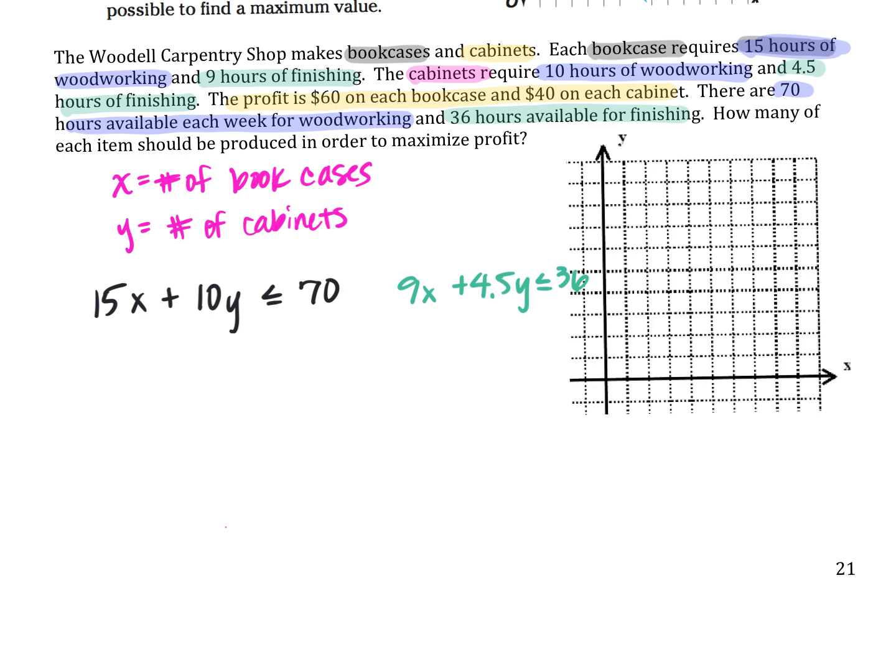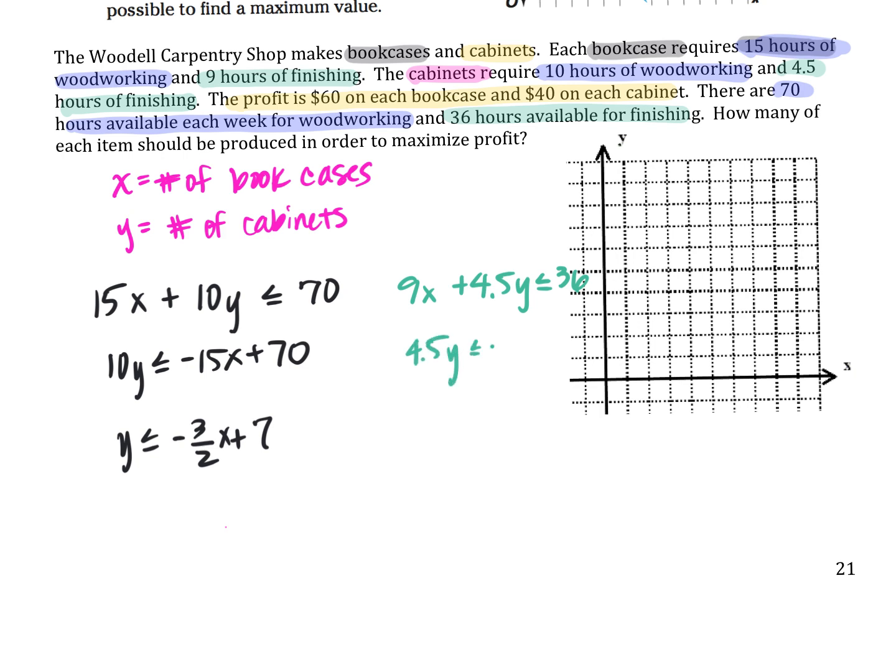Are we ready to go graph these? Let's get my y by itself. We got a 10y less than or equal to negative 15x plus 70. What's going to be my slope then? Negative 3 halves, negative 1.5. Don't forget the negative. Down 3 over 2 or down 1.5 over 1. I like that. What's my y-intercept? 7. Very good.